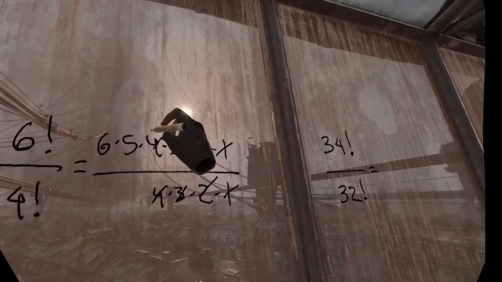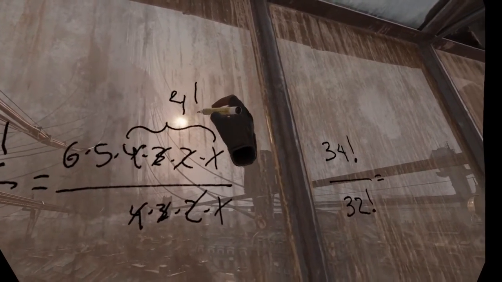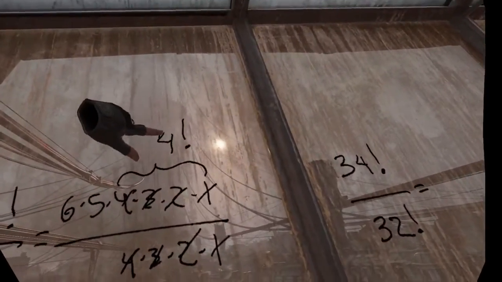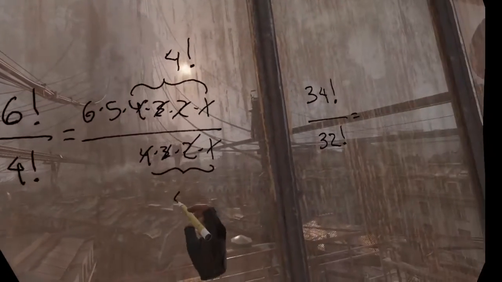But notice, this over here, 4, 3, 2, 1, right? That's the same thing as 4 factorial, right? Let me erase this piece so that my 4 looks better. And then this over here is obviously the 4 factorial here.